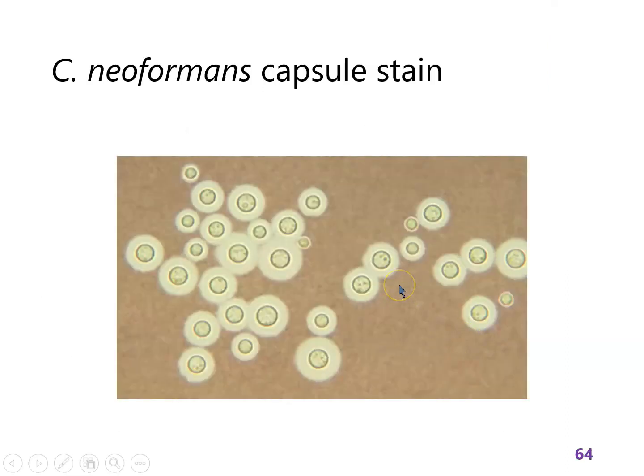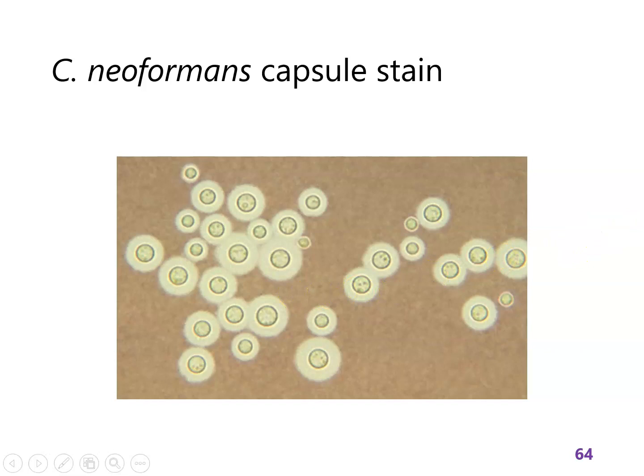This is what it looks like in a capsule stain. So what you're seeing here are the individual cysts, I guess you'd call them, of the fungus. And this brown stuff is ink under the microscope. So you're looking at ink which is repelled by the polysaccharide capsule here. So this clear area around the cell is a polysaccharide capsule. And there you have it.